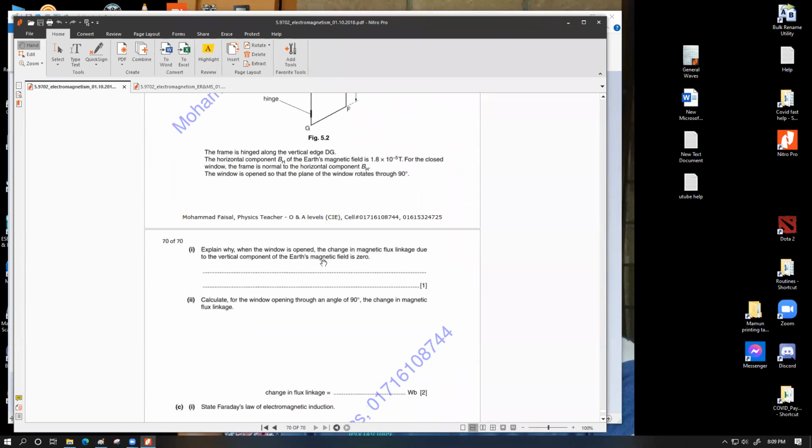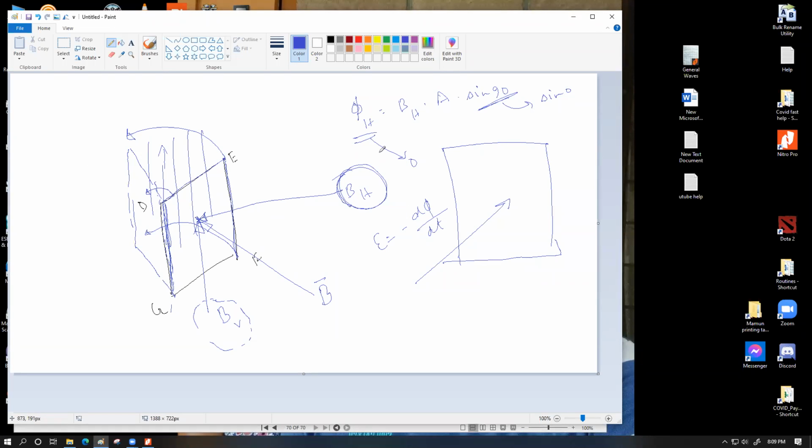So there can also be another EMF induced across the face of this window because of this 90-degree rotation, because in this case the flux linkage relevant for the horizontal component of the magnetic field is causing a measurable amount of change with respect to orientation.